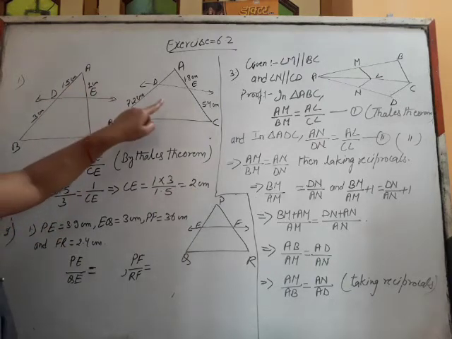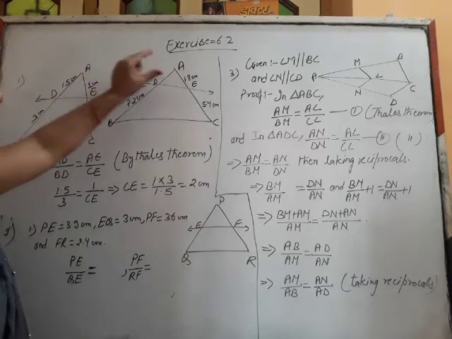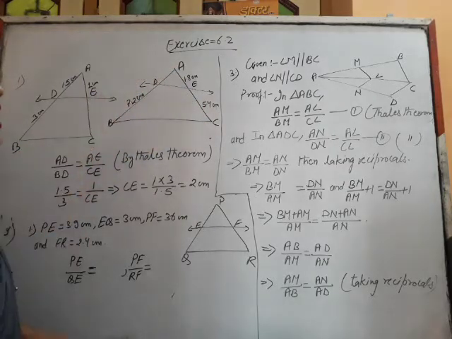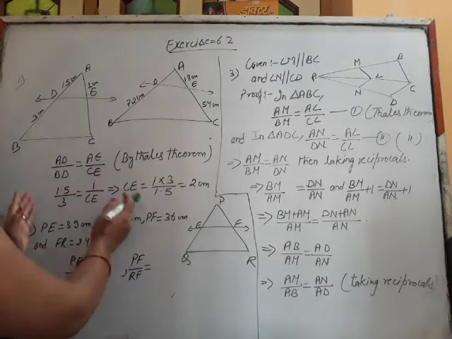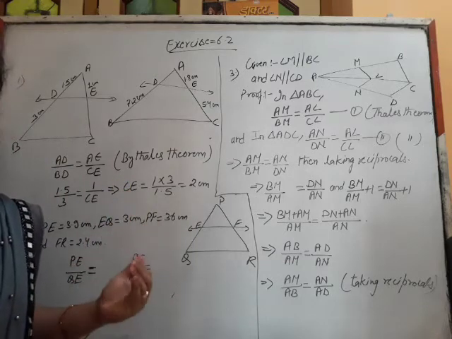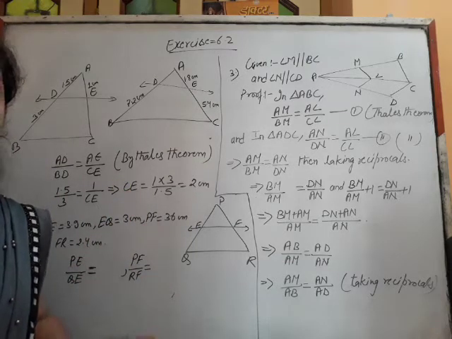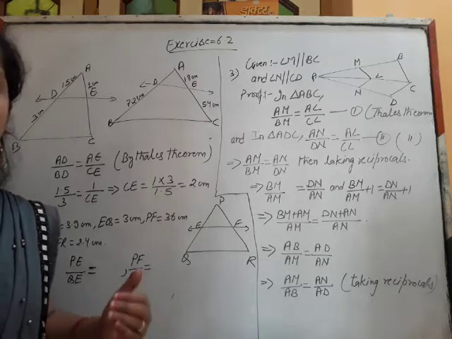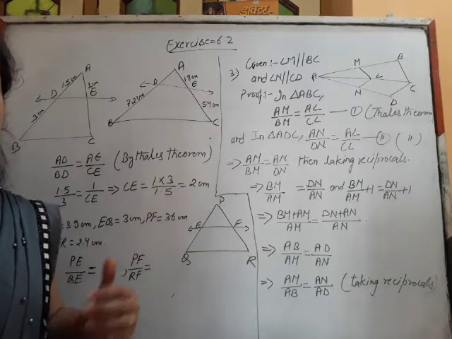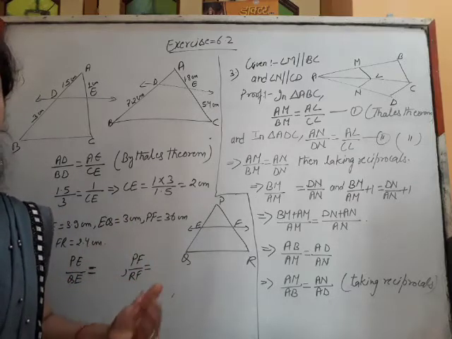Similarly, the same condition will apply here. This upon this is equal to this upon this, and after cross multiplication we will get the value of AD. One more thing you can observe without the Thales theorem, without this procedure: when the points are on two sides of a triangle and the line through them is parallel to one side of the triangle, it divides the other two sides into equal ratios.